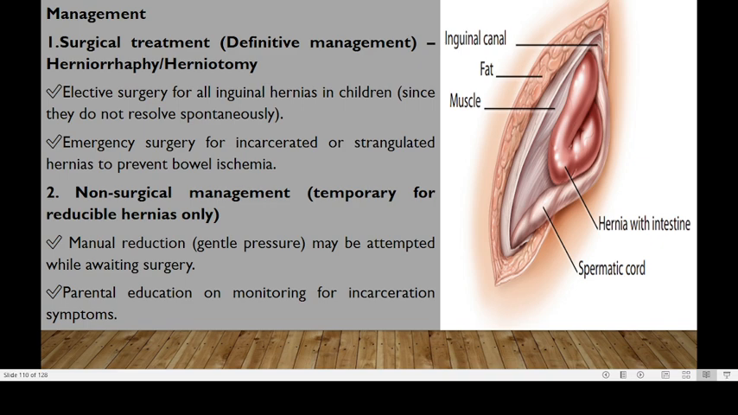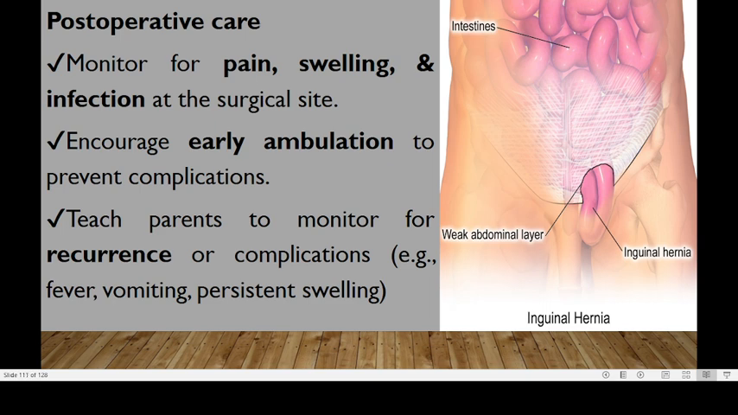This is temporary for reducible hernia only. So we could do manual reduction. Gentle pressure may be attempted while awaiting surgery. Also provide parental education on monitoring for incarceration symptoms that will require emergency operation.